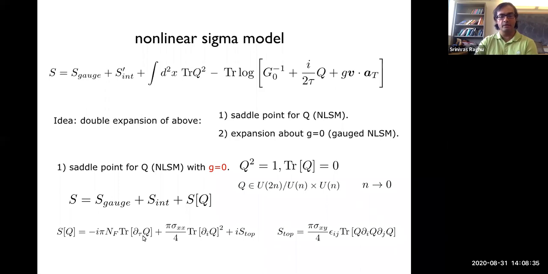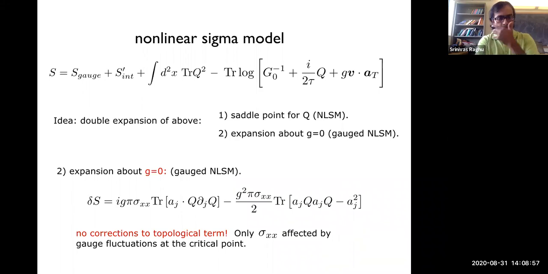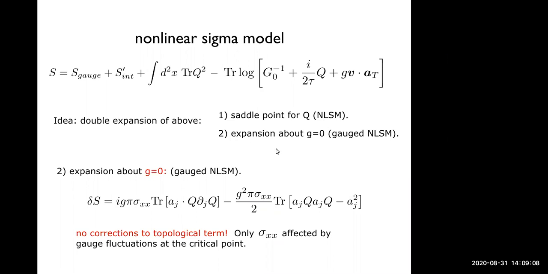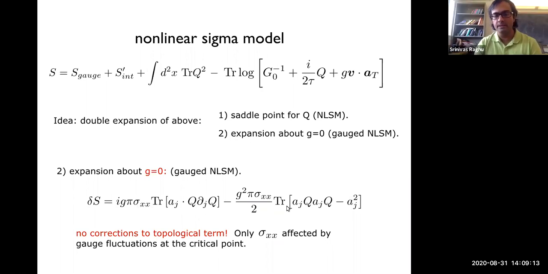So there's a linear derivative for Q and quadratic spatial derivatives. And then there's a topological term, which is related to the Hall conductance. Okay, and this term here is related to the longitudinal conductivities. And the conductivities act like stiffnesses for the sigma models. Now, when we do the second thing, when we expand in powers of G, what we're going to do is gauge this nonlinear sigma model for Q, effectively replacing all derivatives by covariant derivatives. And the corrections we would get involve sigma xx times this first term, and then there's a second term.